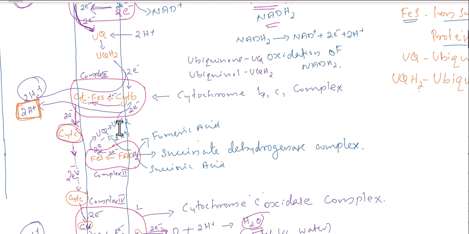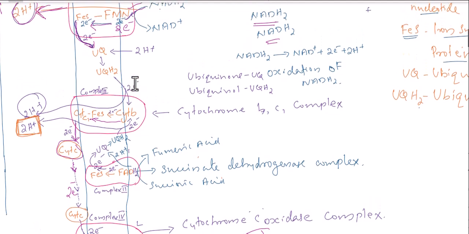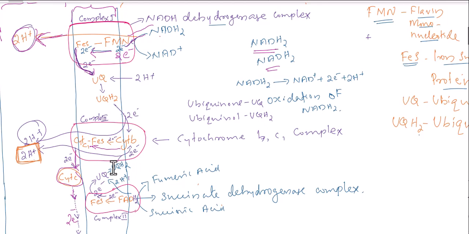UQH2 is produced here, and this UQH2 donates the electrons again to complex 3. From here also the electrons are given to complex 3. So ubiquinone acts as an electron carrier between complex 1 and 3 and between 2 and 3. Electrons are transferred to complex 3 from both, with the help of the ubiquinone itself.